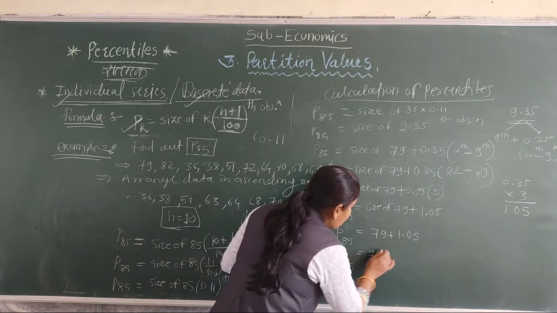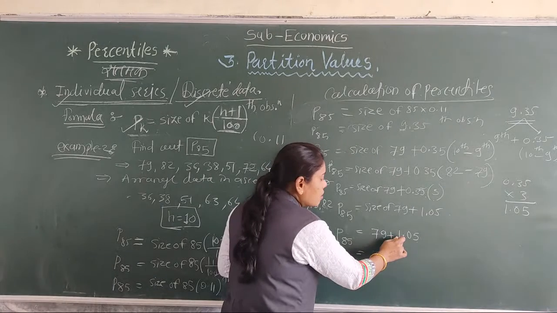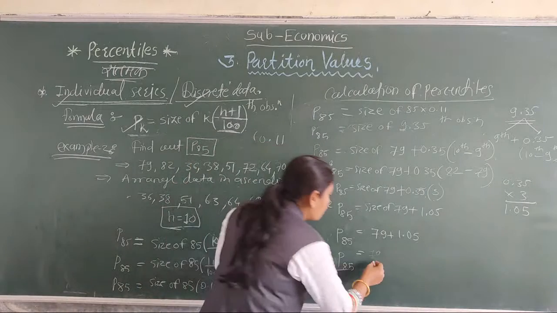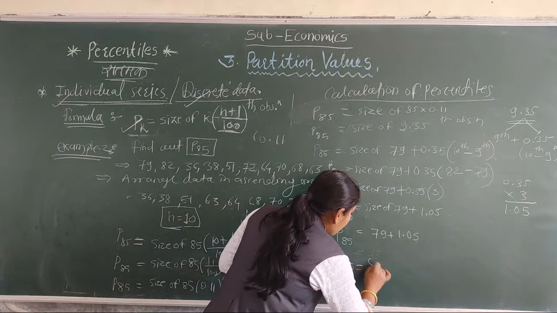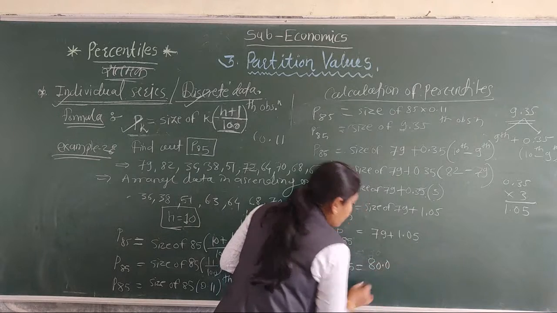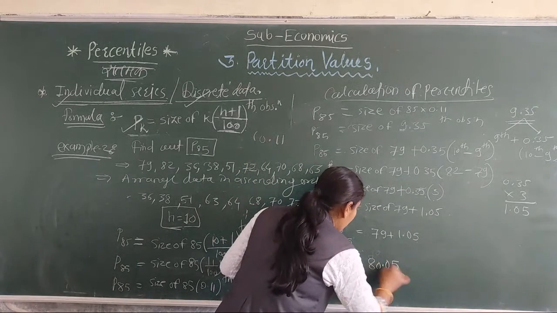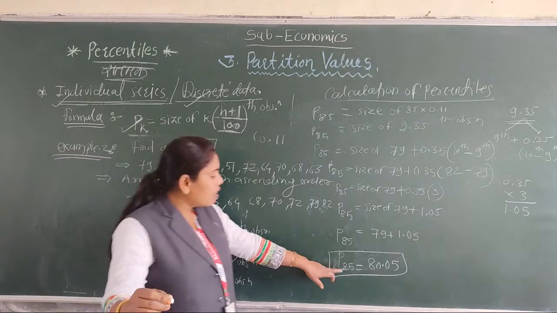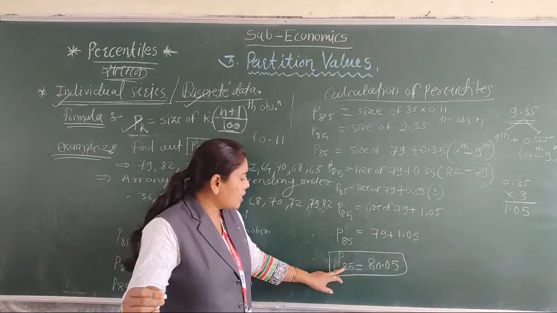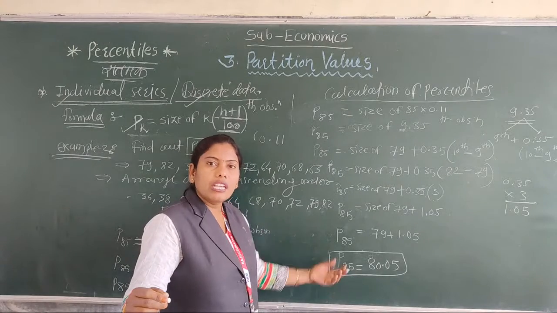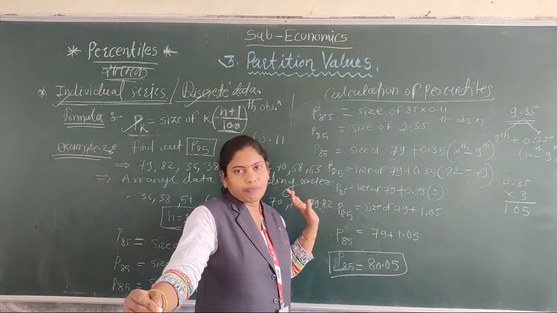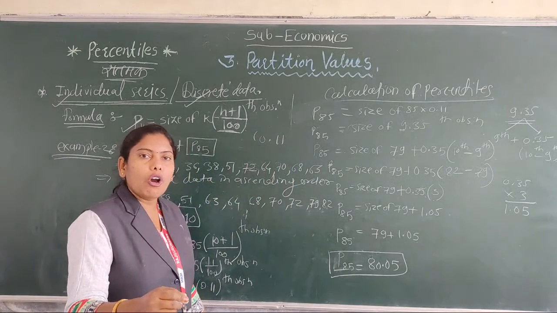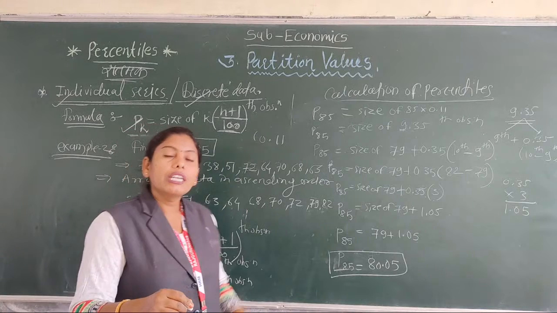It means therefore P85 is 79 plus 1.05, which is equal to 80.05. We get the final answer of P85. P85 is equal to 80.05. Okay.